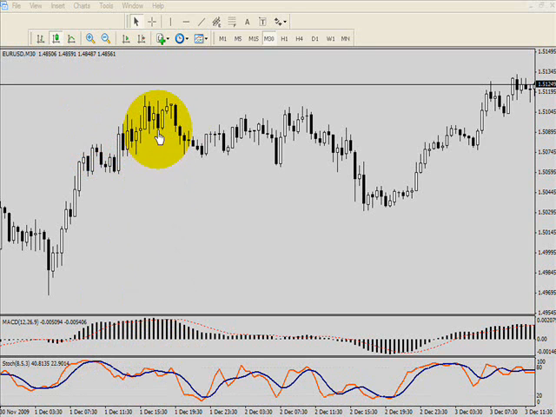And as I've talked about in the past, I like to enter on inside bars. There's other candlestick patterns I like, but this is one of them. So you have an inside bar here. You would be shorting below it in this area.